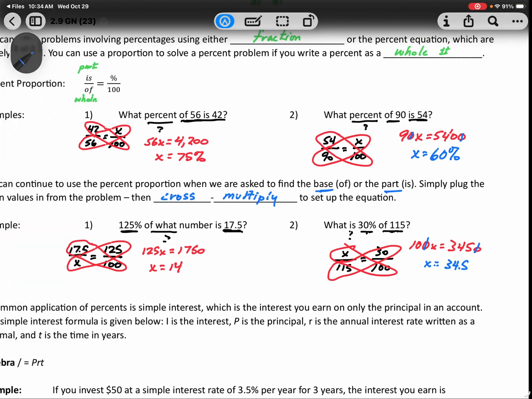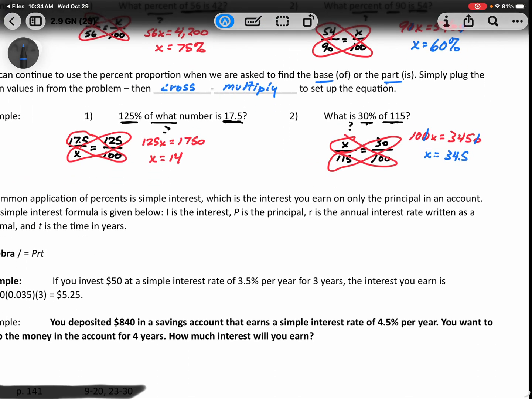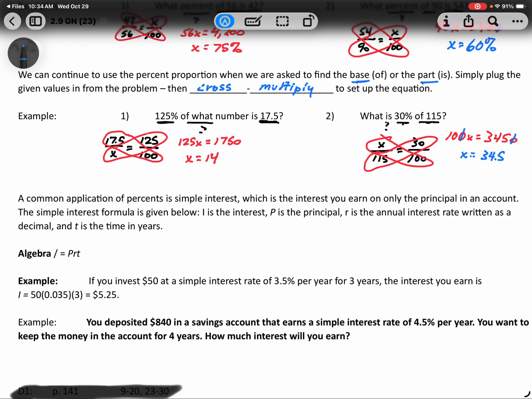All right, so now, real life application time. We're going to talk about a common application. It's called simple interest. And basically what this is that it gives you the opportunity to earn money on any type of account, whether it be a checking account, a savings account, maybe it might be some stocks or some bonds, those kind of things. You get to calculate the simple interest here. Now, you can see the formula given here below.